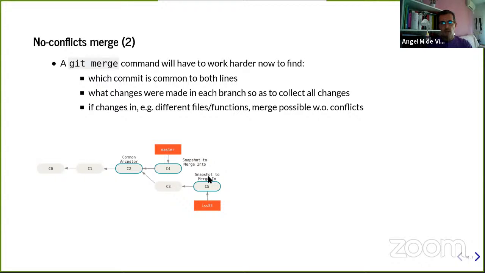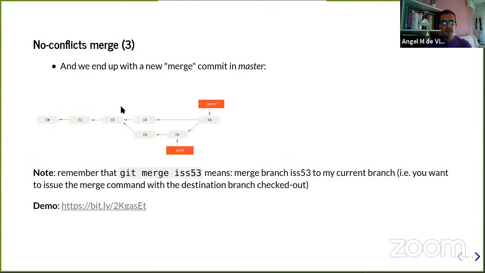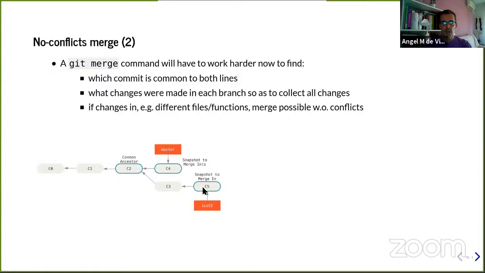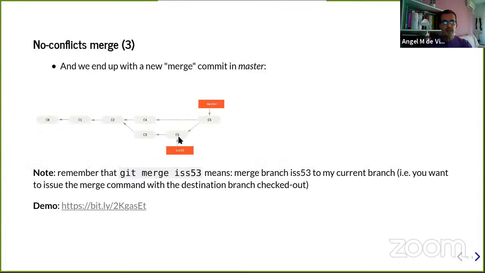And then what will happen is that at the end, you will have a situation like this. Okay, so remember how it was. Here master was pointing to C4, issue 53 was pointing to C5, and then what it does, you do the merge from the master branch, and then it tries to incorporate everything here into this branch.